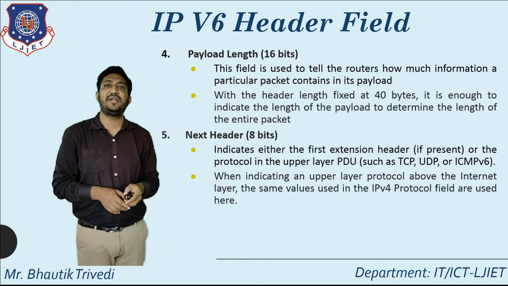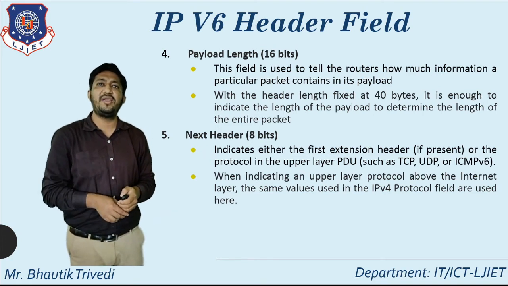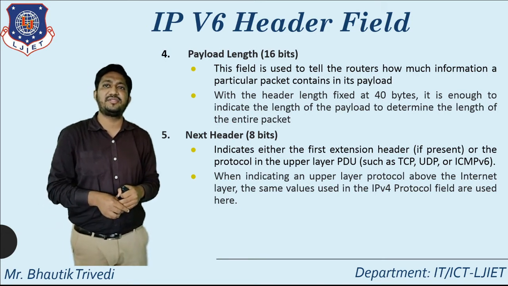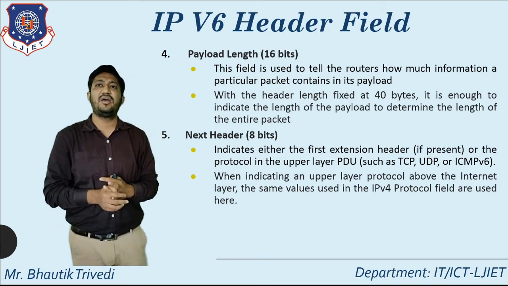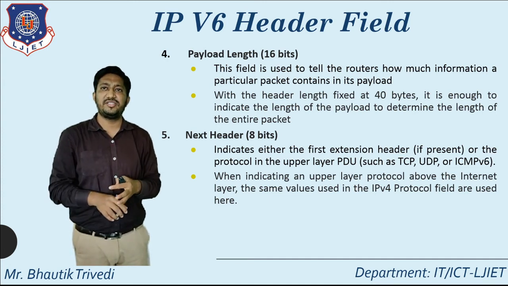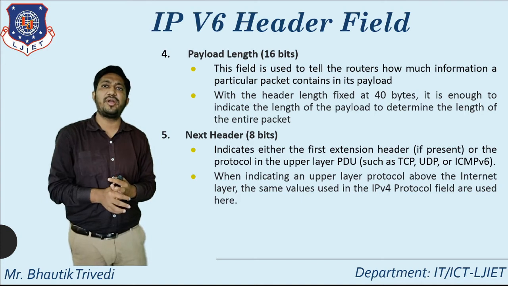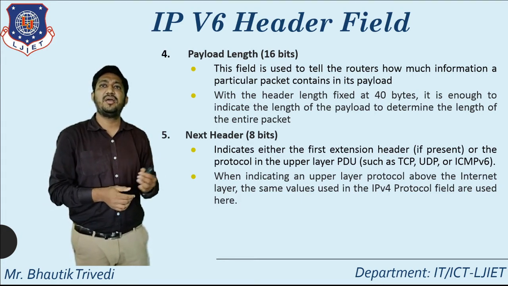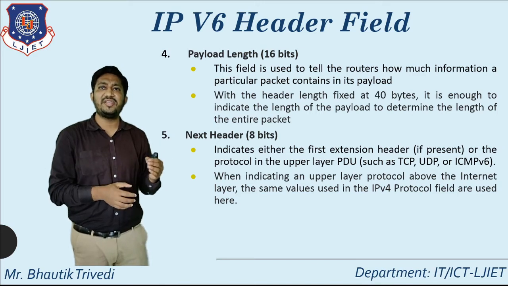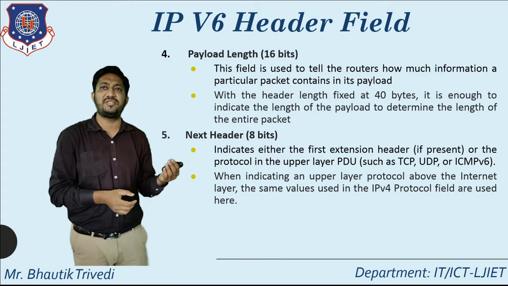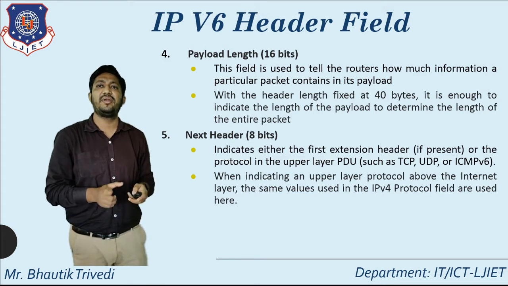Next is next header information. Next header information contains a total of 8 bits. It indicates two things. First is the upper layer protocol: our transport layer is using TCP or UDP, and it also contains other information. So next header information is the next part after our destination address. If our particular header is containing other information, it will be identified by the next header.